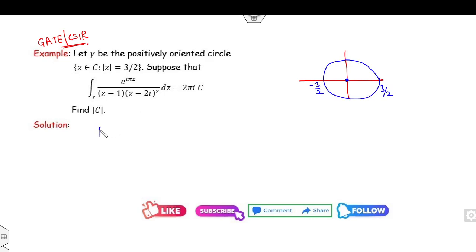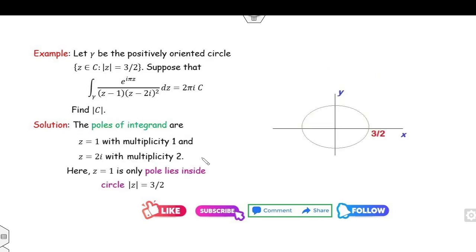Can you find the poles of the given function? The poles are z is equal to 1 and z is equal to 2 iota. Fine. So that means z is equal to 1 is a pole, called a simple pole, and z is equal to 2 iota is a pole with multiplicity 2. And you can see both lie inside.